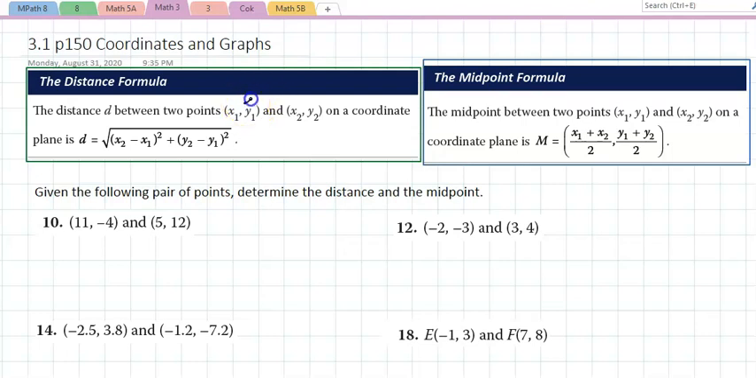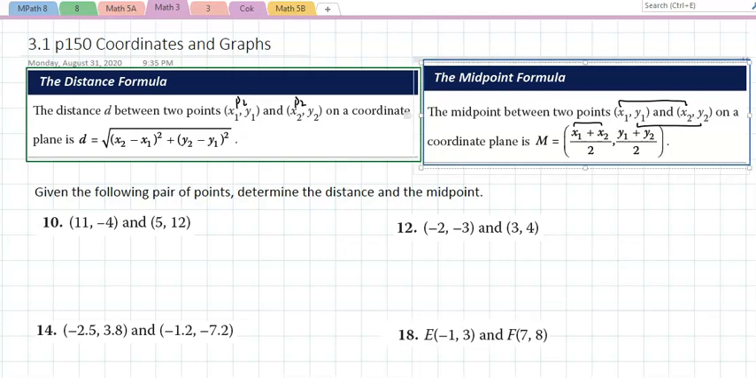Given two points, (x1, y1) and (x2, y2), the distance formula: the distance between those is the square root of (x2 minus x1) squared plus (y2 minus y1) squared. And if I want to find the midpoint between those, I average the x's, so you add the x's divided by 2, and I average the y's, add the y's, and divide by 2.